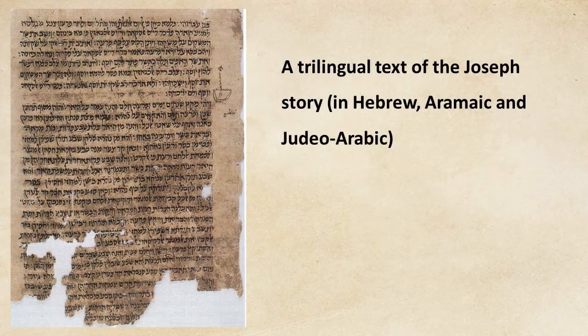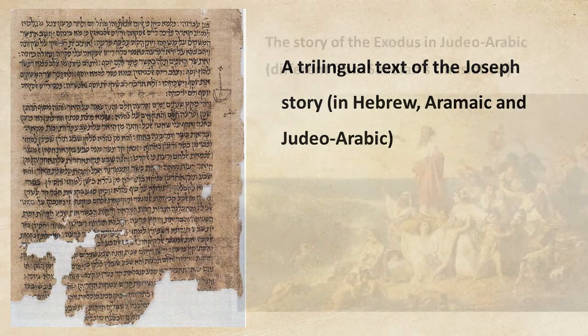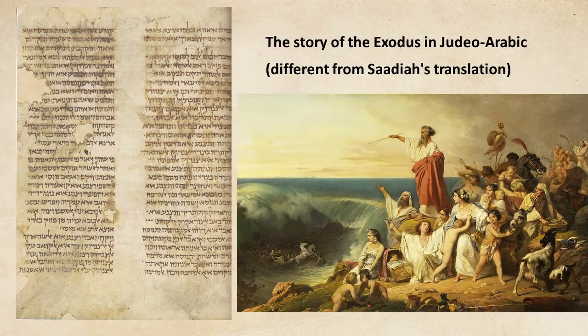This is a trilingual text of the story of Joseph. Hebrew, Aramaic, and in Judeo-Arabic. And I don't think this is the Saadia Gaon version. I think this is another translation because they found other translations also. Okay, and this is from Saadia Gaon. This is in Arabic with Hebrew letters, so that's why it's called Judeo-Arabic. The story of the Exodus.